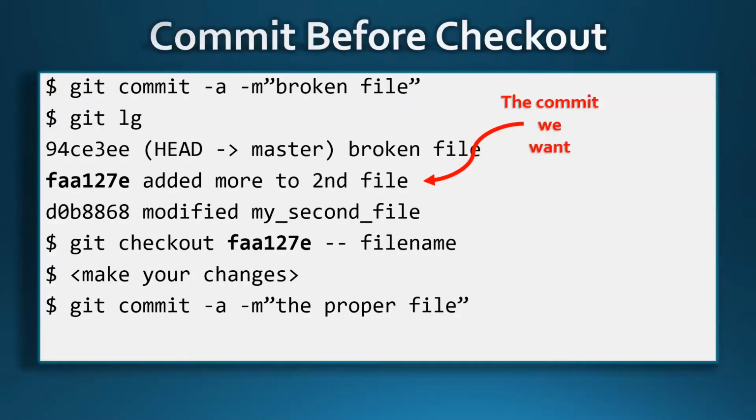So a better way of doing this, particularly if you're working on a repository by yourself, is commit your changes before checking out. So in this case, we'll commit -add, which means add the files in the staging that are already staged. Put in an -m for message, broken file. So you'll see that we have a broken file. Commit, that's the message. Then we're going to check out the FA127, the previous commit, and the file name of interest. And then we will recommit these as the proper file.